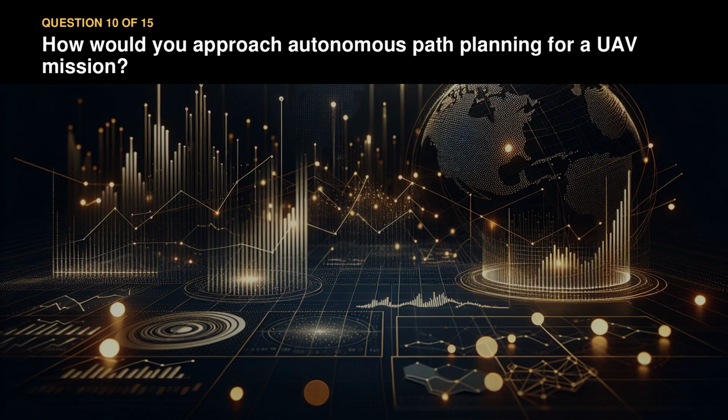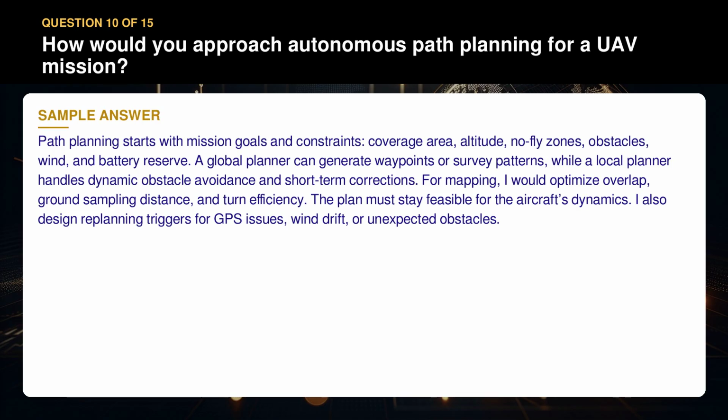Question 10. How would you approach autonomous path planning for a UAV mission? Path planning starts with mission goals and constraints: coverage area, altitude, no-fly zones, obstacles, wind, and battery reserve. A global planner can generate waypoints or survey patterns, while a local planner handles dynamic obstacle avoidance and short-term corrections.